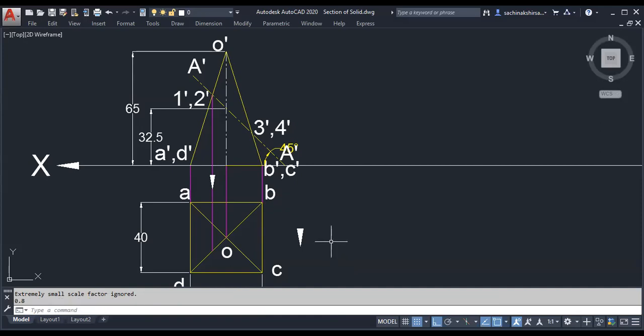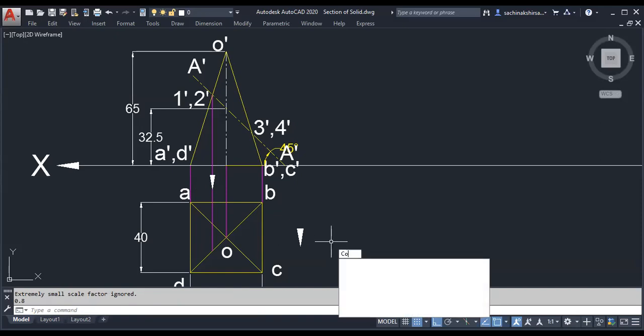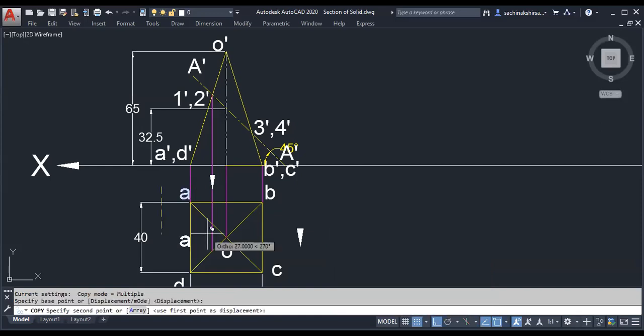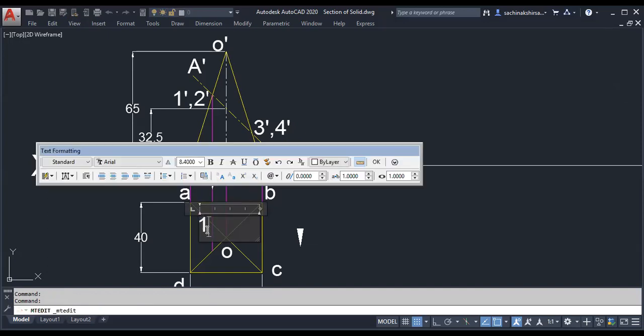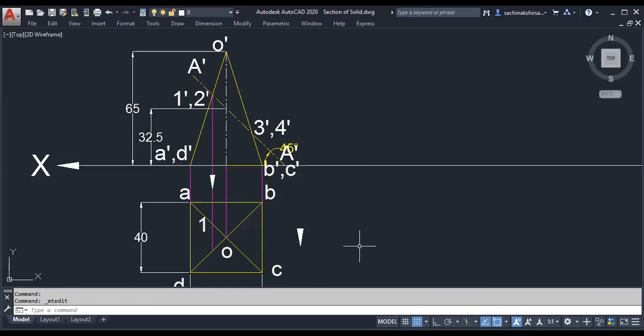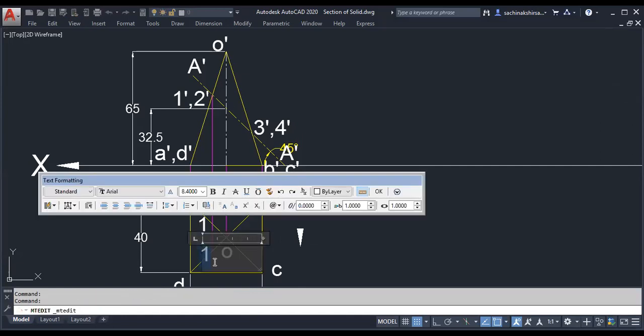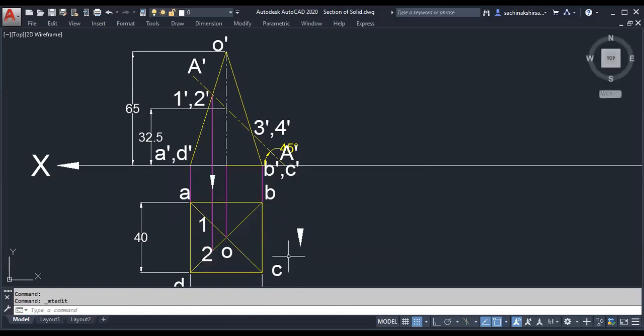O dash O to A. Which point will be there on the line O to A? That point will be 1 dash, and it will be 2 dash. One point will be there on that edge OA, so let us give the name 1. Here there will be point 1. Similarly, on edge OD, which point will be there? Point 2. So let us give the name 2.